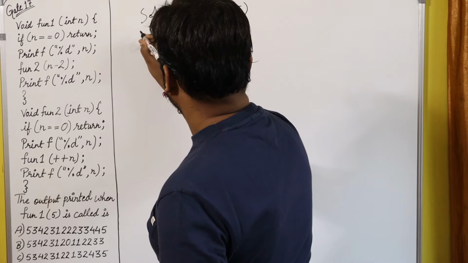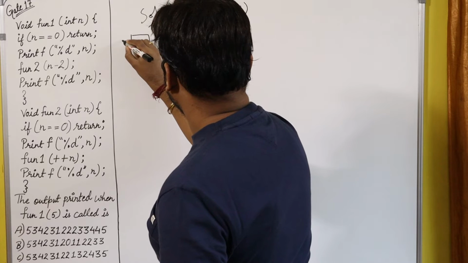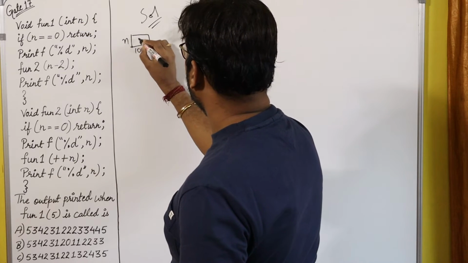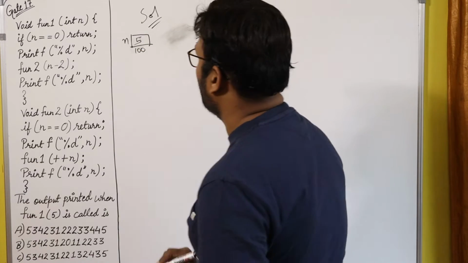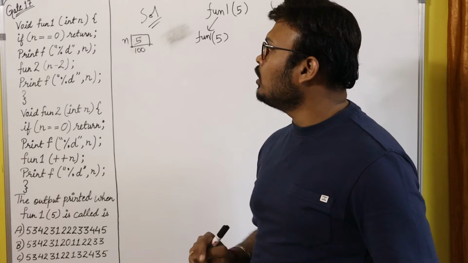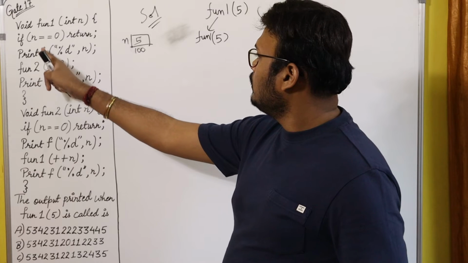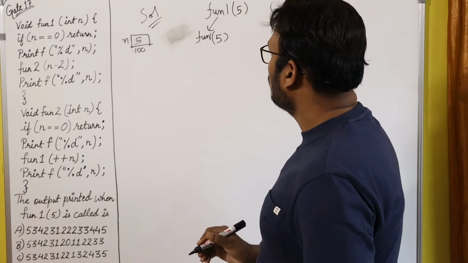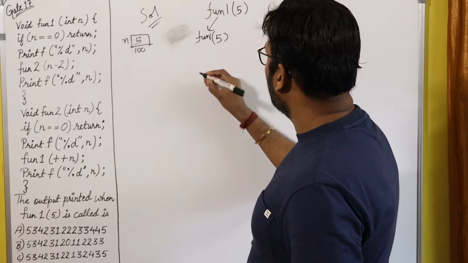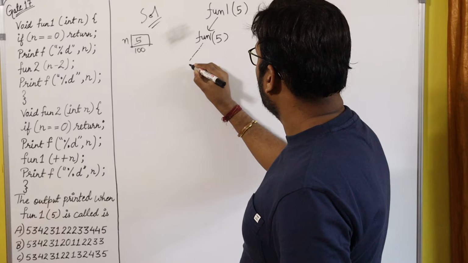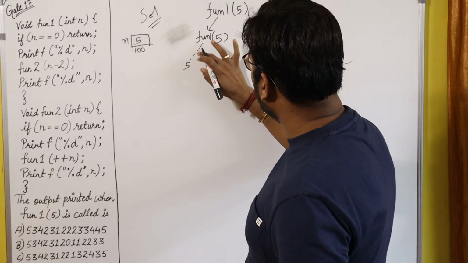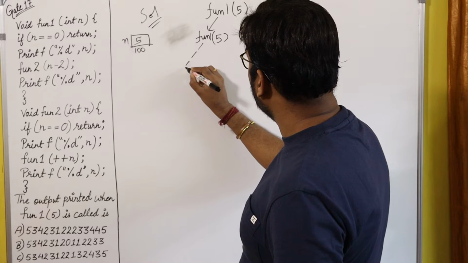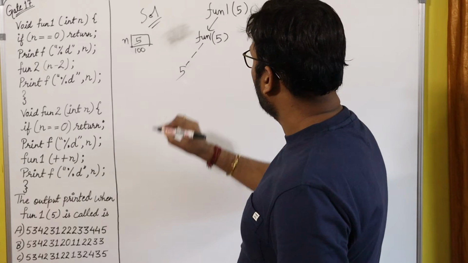Let me write it clearly. N is a local variable. I am talking about this n whose address is 100, and it has received a copy of 5. Fine. If n equal to 0, no, this condition is false. So now come to the next line, print n, so 5 will get printed. I am representing the dotted line to show that 5 will get printed here.